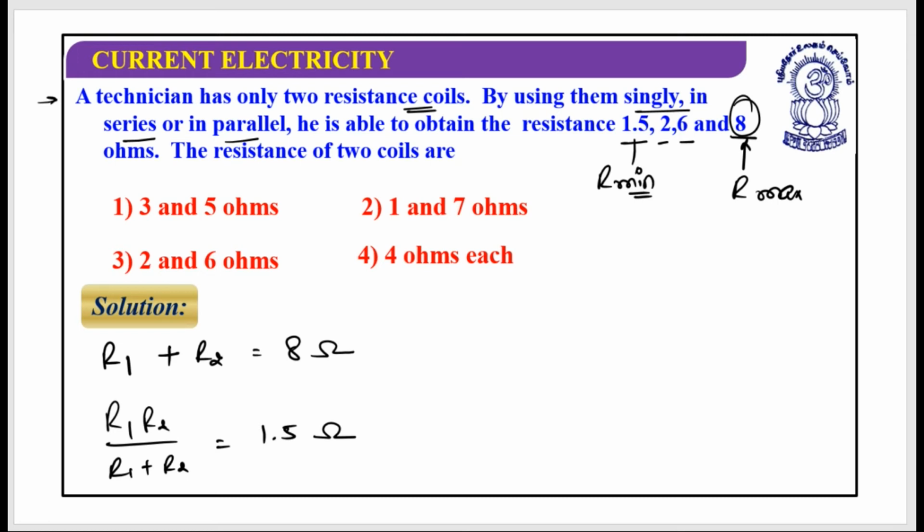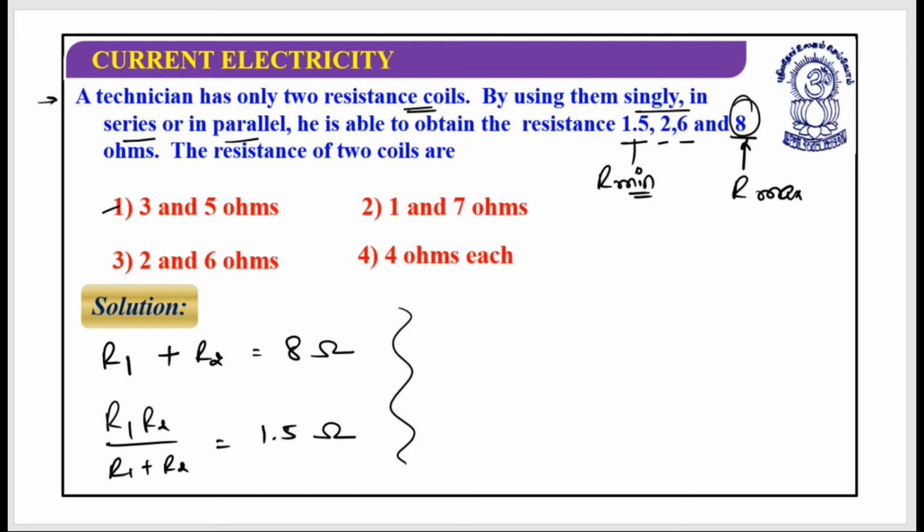So the two resistors are connected in parallel, and when they are connected in parallel, R1 R2 divided by R1 plus R2 can be written as 1.5 ohm. And when these two are connected in series, R1 plus R2 is equal to 8 ohm. So what I need to do is, by trial and error, check which of the options will suit me. Let's suppose it is 3 and 5.